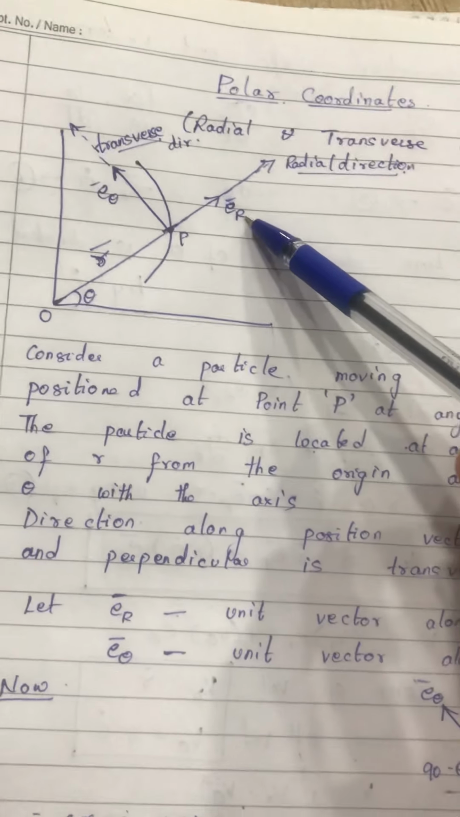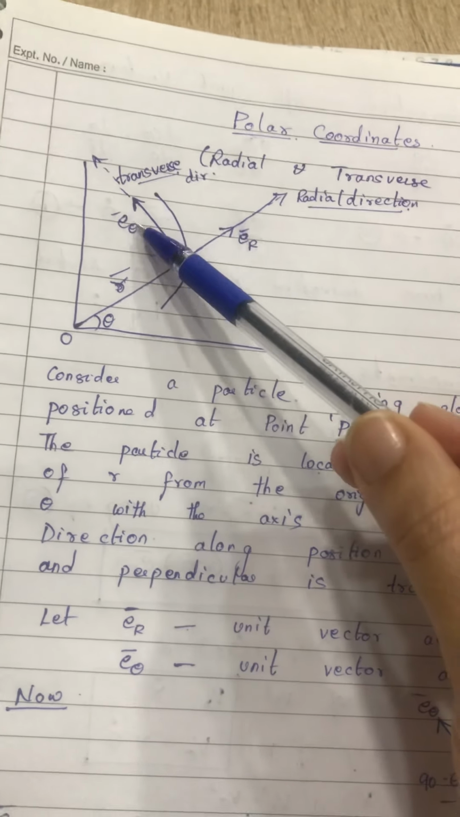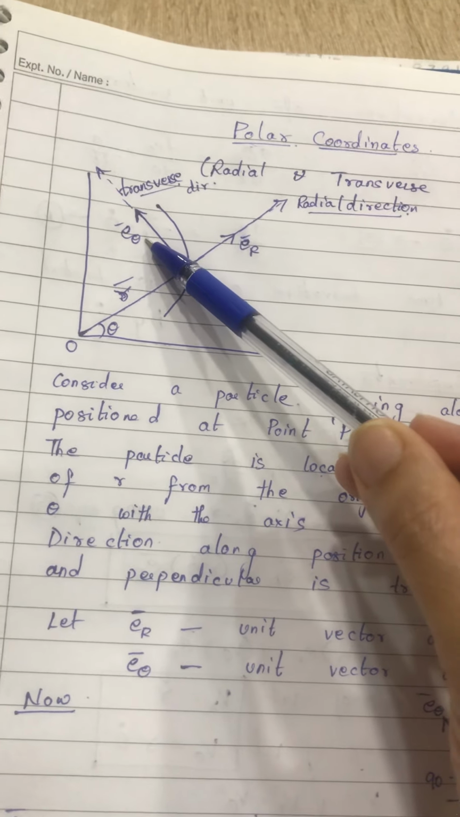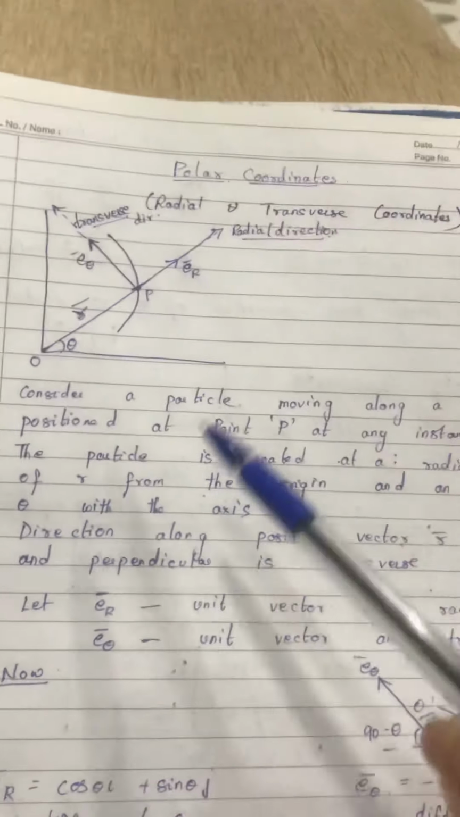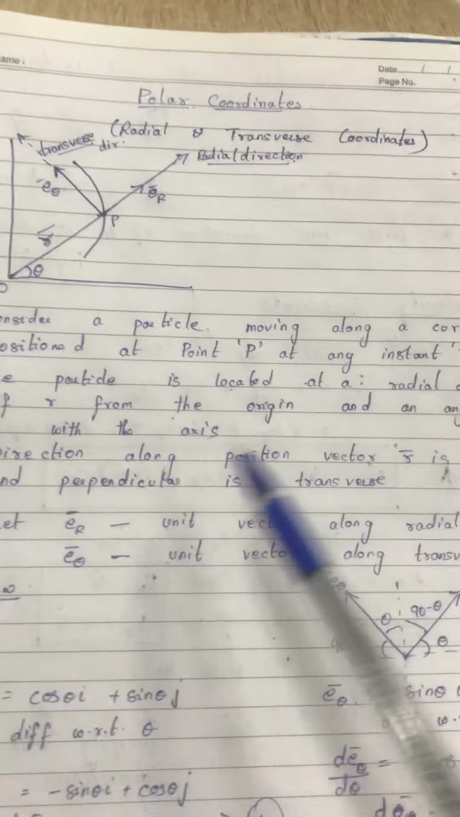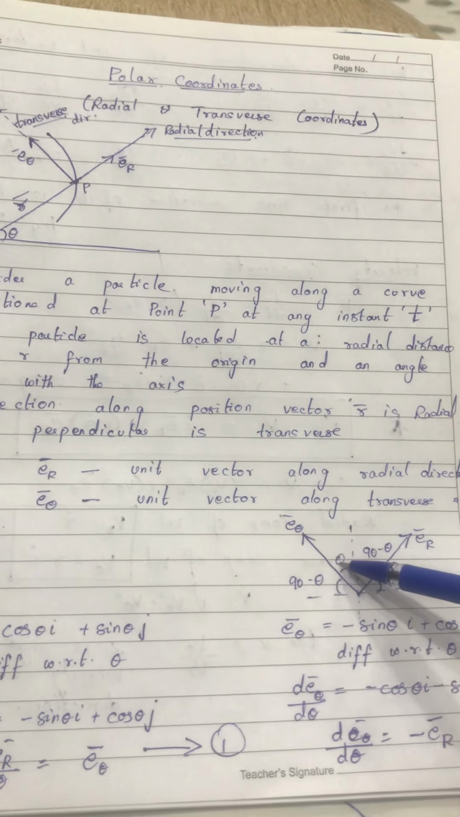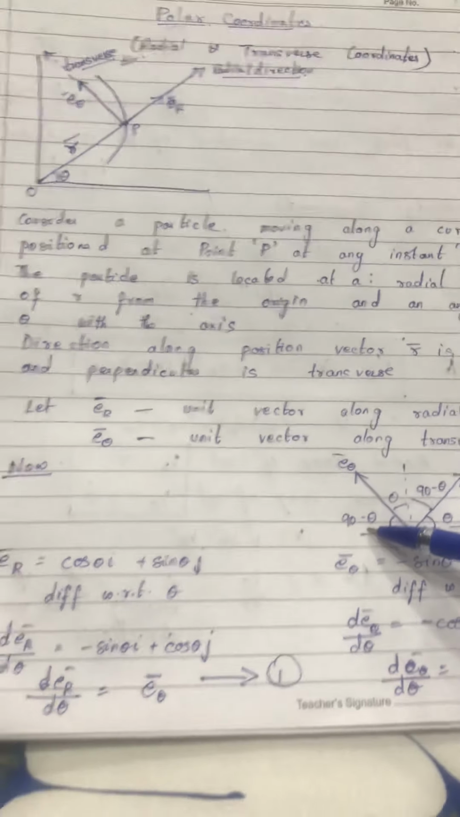The unit vector in the radial direction will be e_r, and the unit vector in the transverse direction will be e_theta. Let us consider e_r, the unit vector along the radial direction, and e_theta, the unit vector along the transverse direction. I am redrawing the same thing over here. e_r is at an angle of theta with the x-axis. This will become 90 minus theta. This is theta again, and this is 90 minus theta.